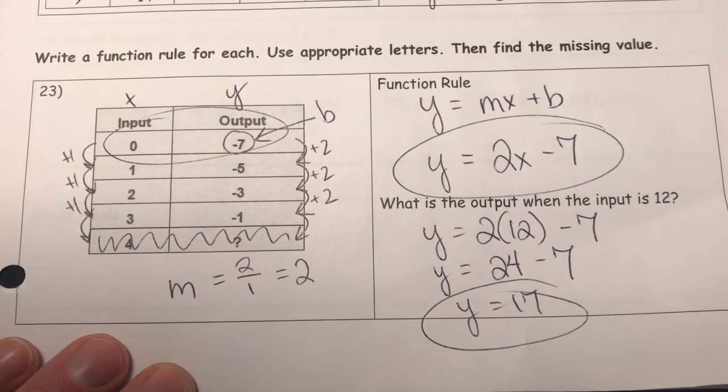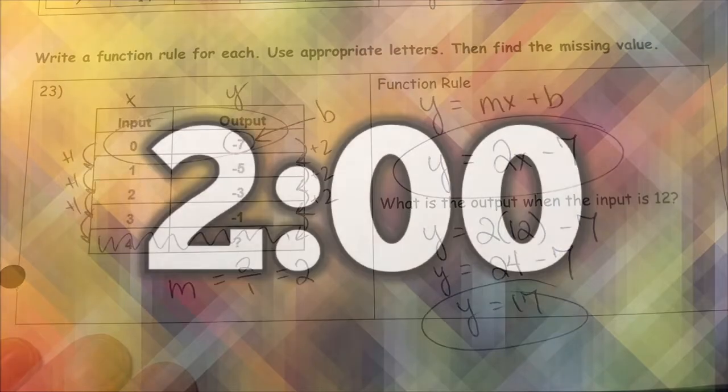All right, you do 24, do linreg for 24, take 2 minutes.